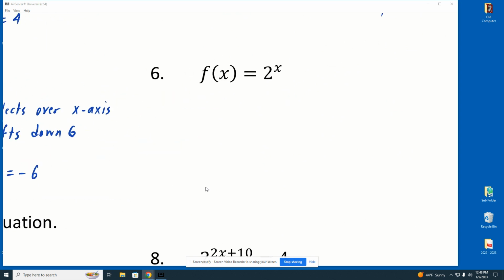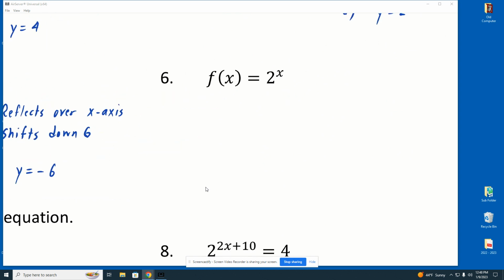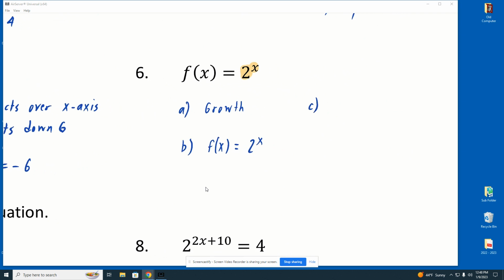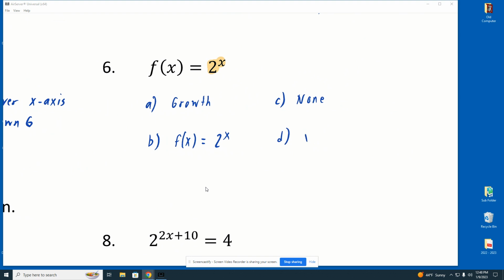Okay, and the last one, like I said, don't expect this one because I don't know how this even snuck in here. Is it growth or decay? Definitely growth. What about that parent function? You're looking at it, right? It's 2 to the x. As far as transformation goes, what would you say? There is none. And because there's no vertical shift, what's the asymptote? Y equals 0.